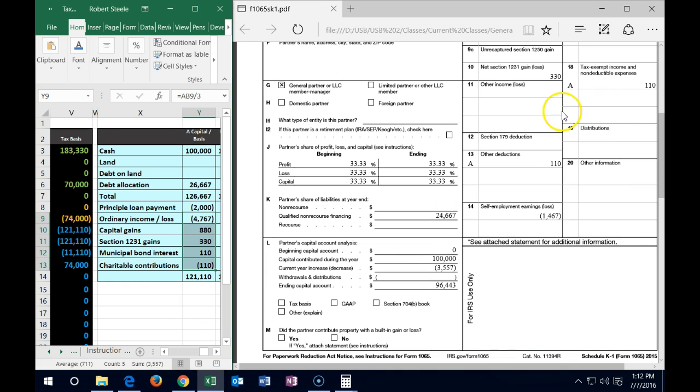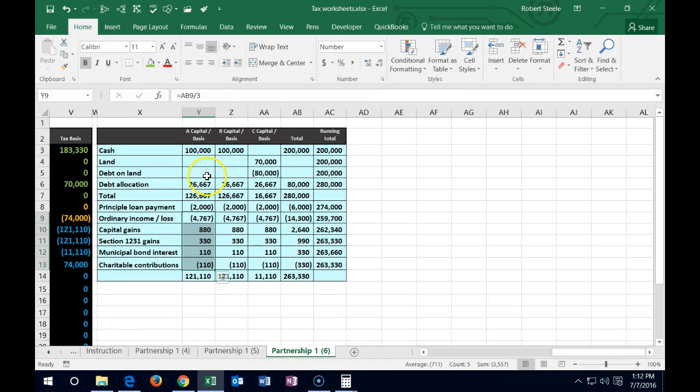Of course, I didn't add everything else in there either. I just kind of gave an idea of how these numbers would be broken out and flow through in terms of the financial statements and the tax return.